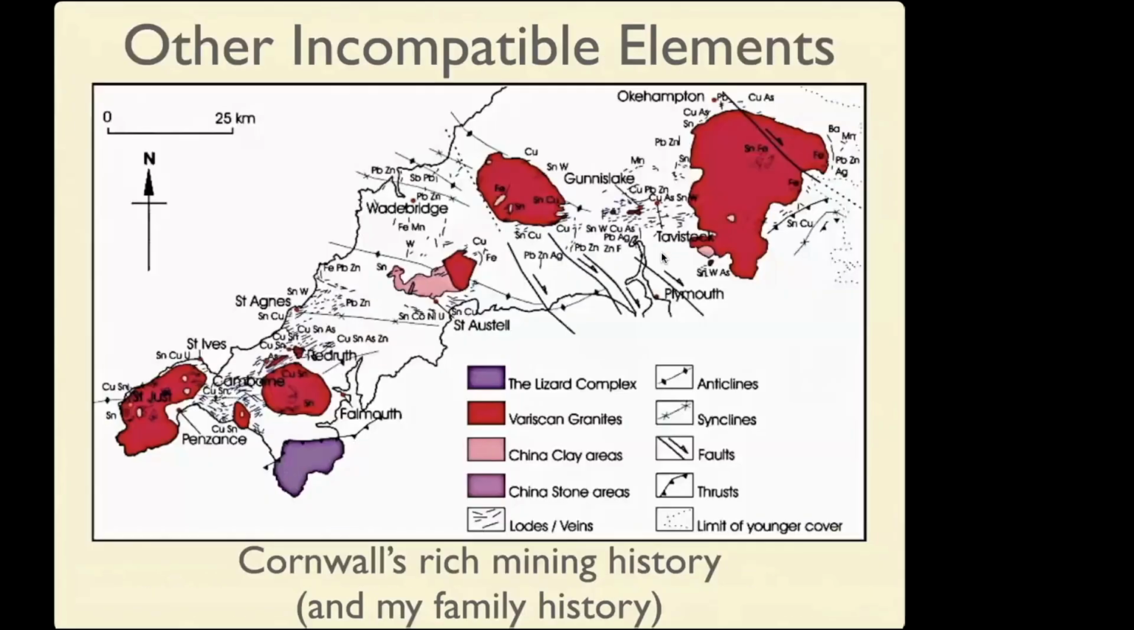Right, and there are all sorts of these incompatible elements that form ore minerals. So copper and tin, but also zinc, arsenic, lead, silver, nickel, uranium, wolfram, manganese, iron. There's gold in there somewhere. I think that covers most of it. But all of these various elements have been mined at one stage or another, usually during the 1800s in this area of Britain.